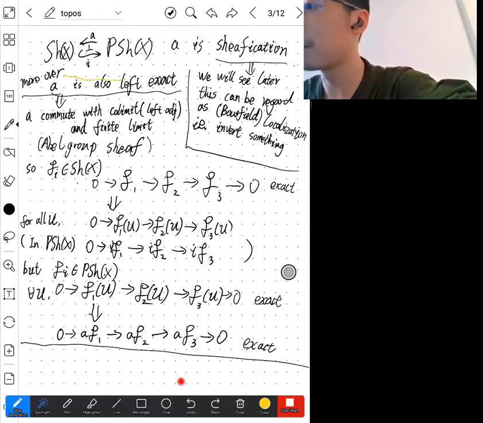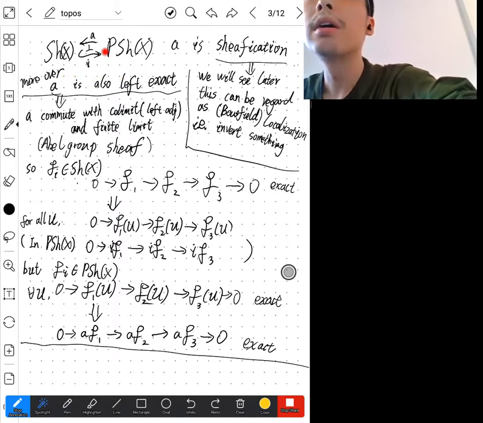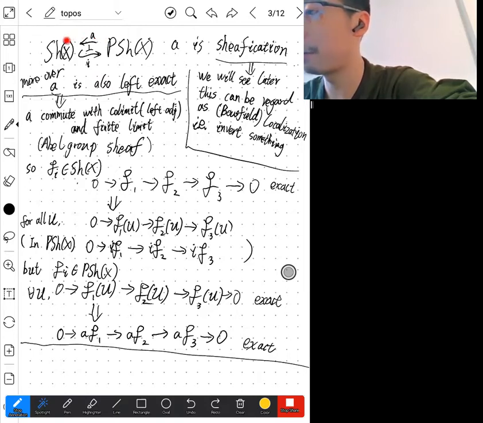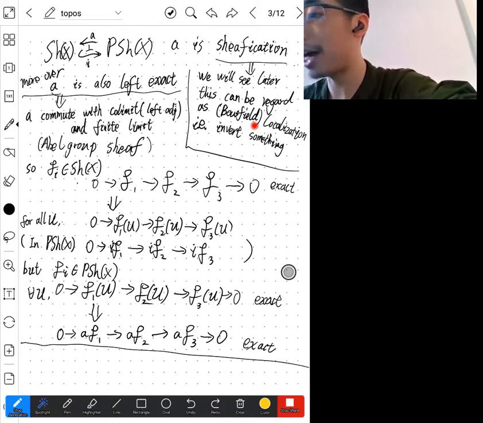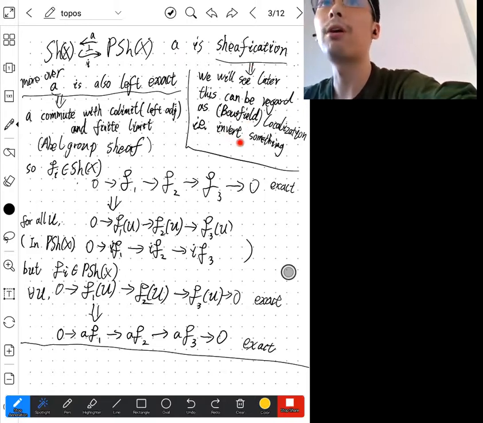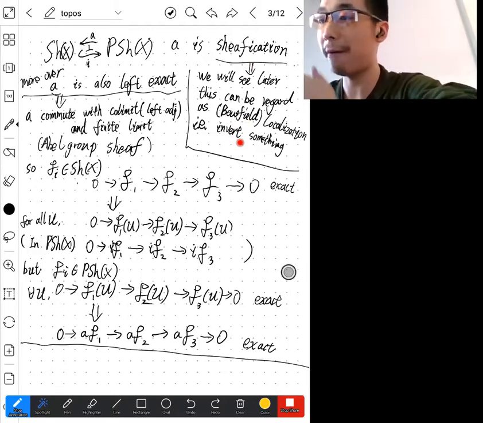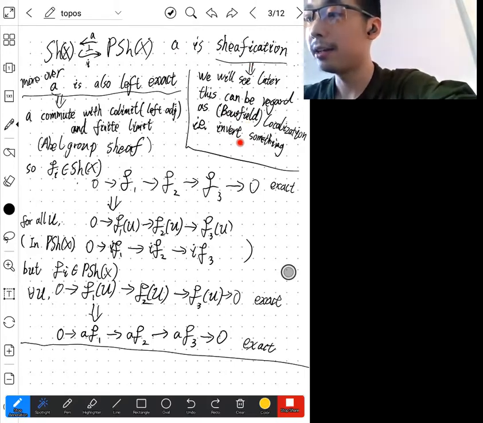So as we can see, there is an adjoint pair. This is I, this is a sheafification. Okay, so we denote that. And later we will see this is not just sheafification, we can also think of it as a kind of localization. I call it the sheaf localization. It's like we invert some morphism, or we take some quotient map. Then later we will explain this.